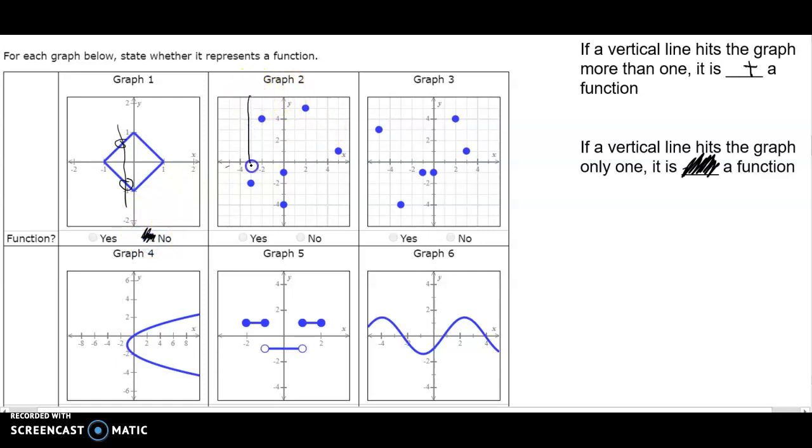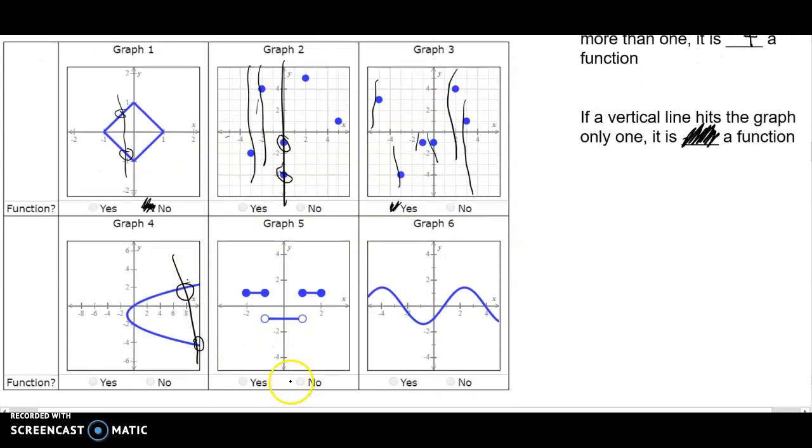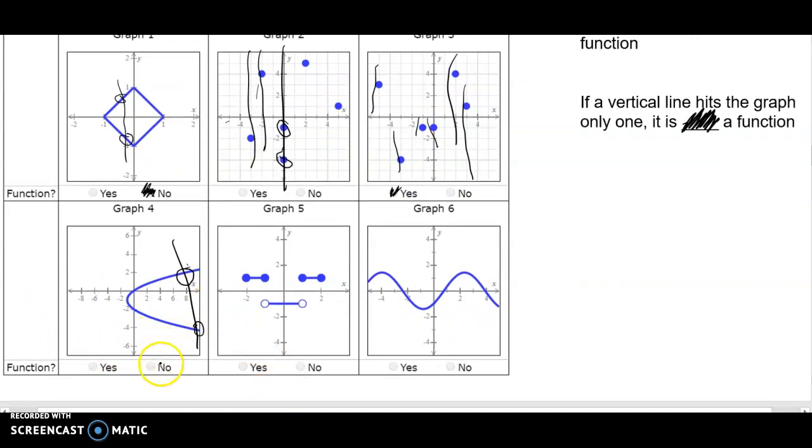I'm thinking if I drew a vertical line through each of these points, so far I've only hit it once. Uh-oh, I see here that my inputs repeated themselves. So this is not a function as well. If I look over here, I drew a vertical line. This is, yes, a function. Here, if I drew a vertical line, it repeats. Sorry, that's not a very good vertical line. But if I drew an actual vertical line, it would hit twice, so this is not a function.